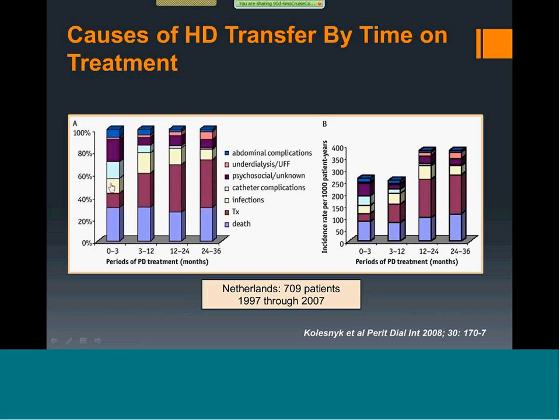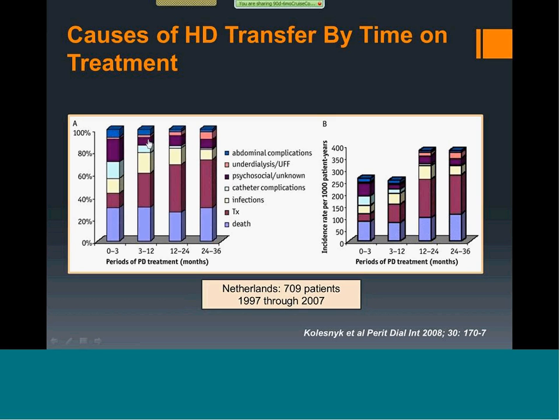So in the first year, if you've gone through the first 3 months, in the subsequent 9 months, infection is the most common cause of transfer. And as you see, if the patient has gone past the first year, infection as a cause of transfer keeps on becoming smaller. This is looking at the catheter complications. Catheter complications are most important in the first 90 days. And as you go further away from the time the patient starts treatment, catheter complications become less important.